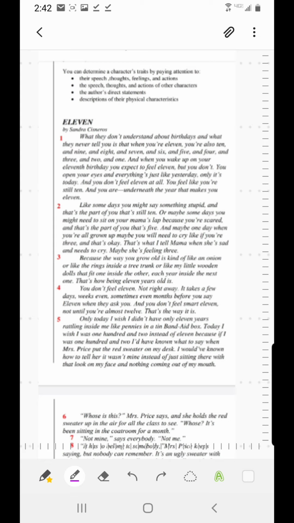All right, so as you can see, and I'm just going to read it from the paper in front of me, you can determine a character's traits by paying attention to the following: their speech, their thoughts and feelings, and actions. In addition, the speech, thoughts, and actions of other characters, some of the author's direct statements, and descriptions of their physical characteristics. And we're going to see a lot of that in this story.